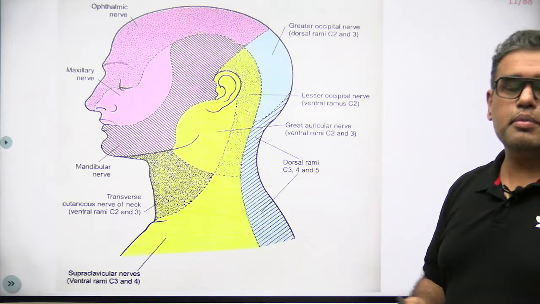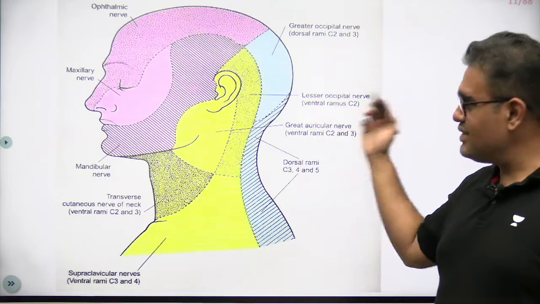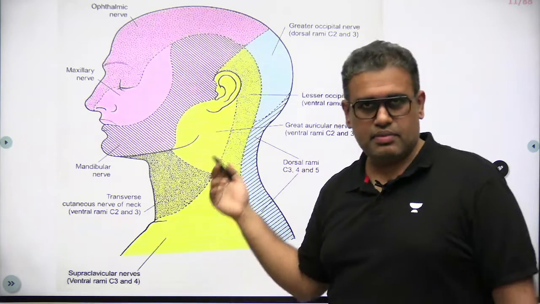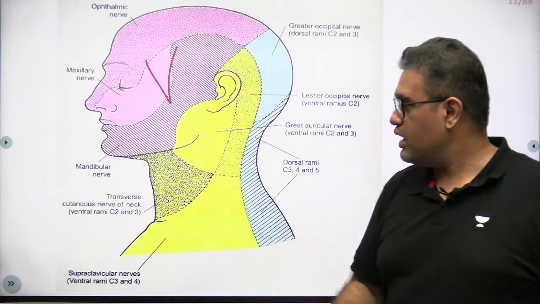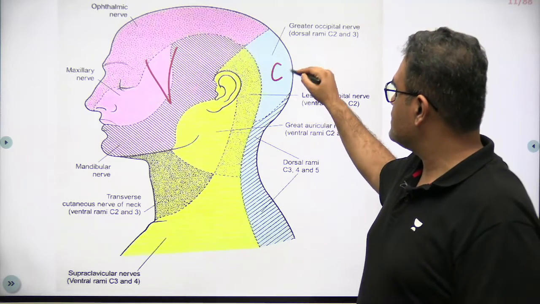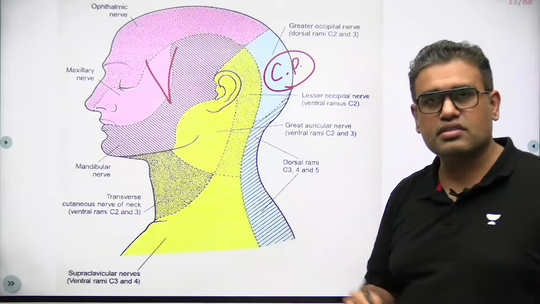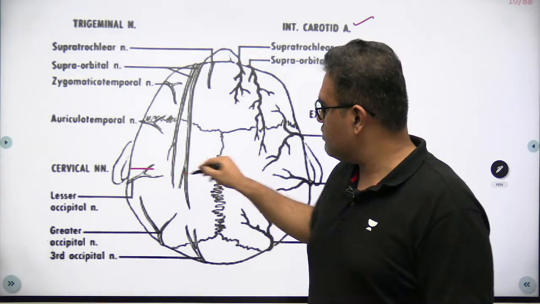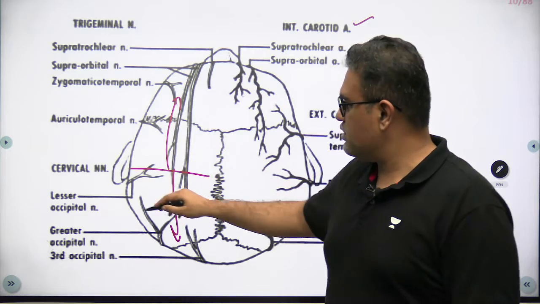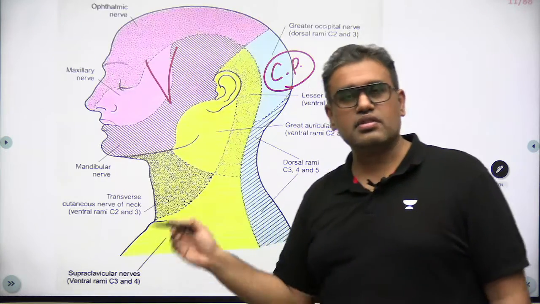In this image, showing you the sensory map of the face as well as the scalp. So you can see the anterior half is supplied by the trigeminal nerve, and the posterior half of the scalp is supplied by the cervical plexus. Cervical plexus plays an important role over here. If you go back to this image, this is the trigeminal nerve, anterior to it; posterior to it we have the cervical plexus that will be supplying it.